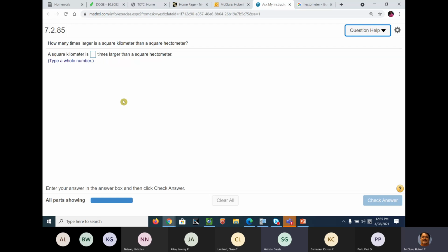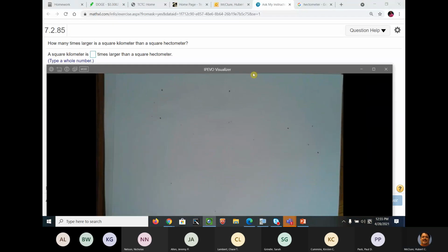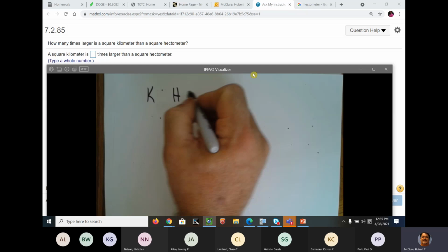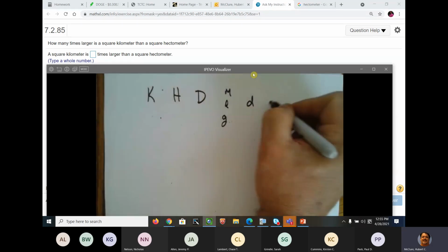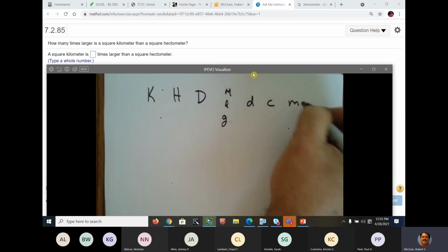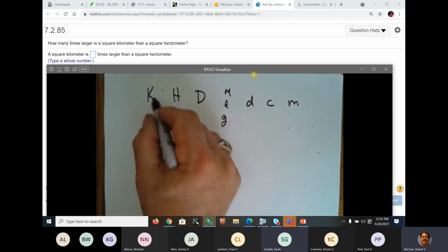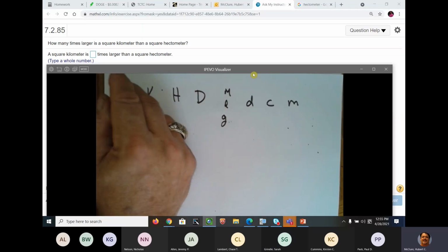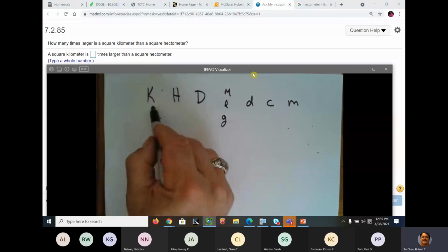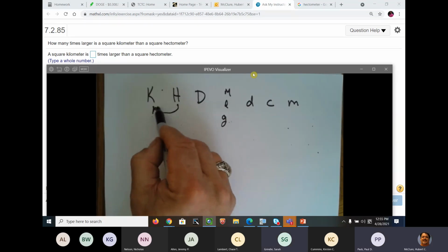Okay, so let's look. King Henry died drinking chocolate milk. Meters, liters, grams, drinking chocolate milk. And each one of these humps is 10. Y'all got that? Each one of these is 10. So how many times larger is a square kilometer than a square what? So that's one hump. So what does one hump mean? 10.